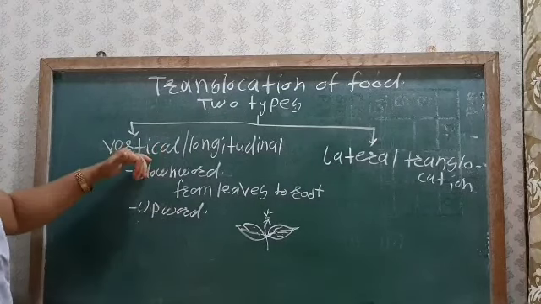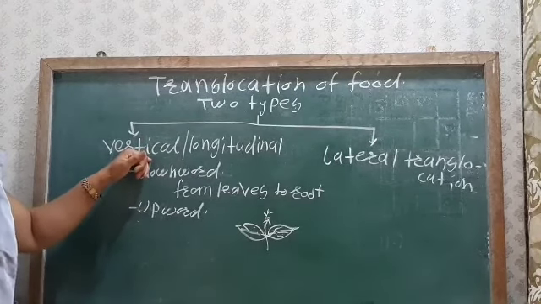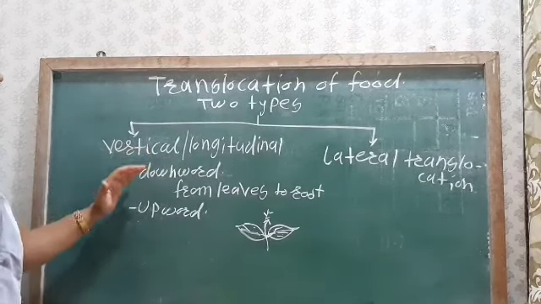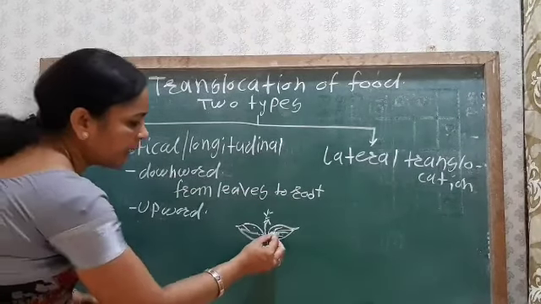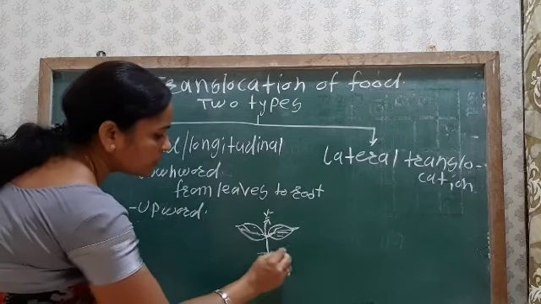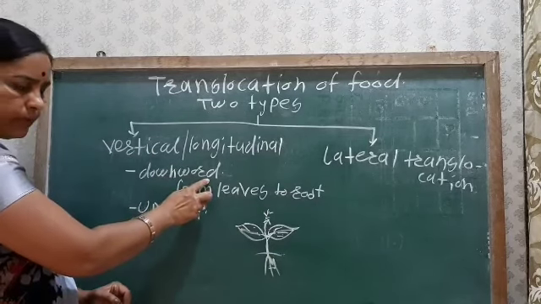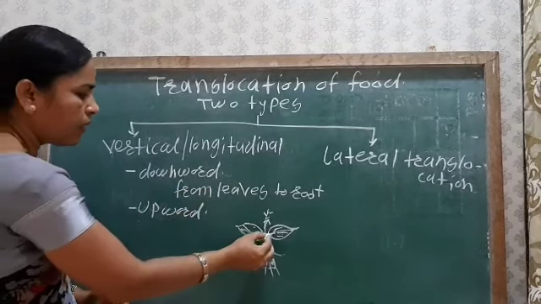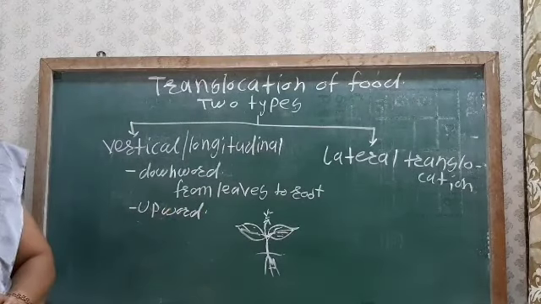So in the vertical or longitudinal translocation, the movement or translocation of the food may be downward, that is from the leaves to the root. That means if the movement goes from the leaves through the stem to the root system, it is the downward movement. If it takes place in the upward direction, it is the upward movement.